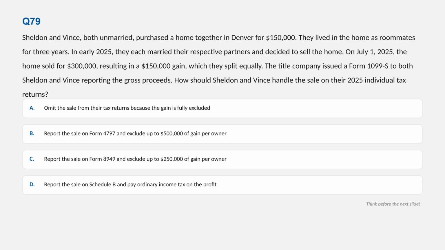A. Omit the sale from their tax returns because the gain is fully excluded. B. Report the sale on Form 407097 and exclude up to $500,000 of gain per owner. C. Report the sale on Form 809049 and exclude up to $250,000 of gain per owner. D. Report the sale on Schedule B and pay ordinary income tax on the profit.